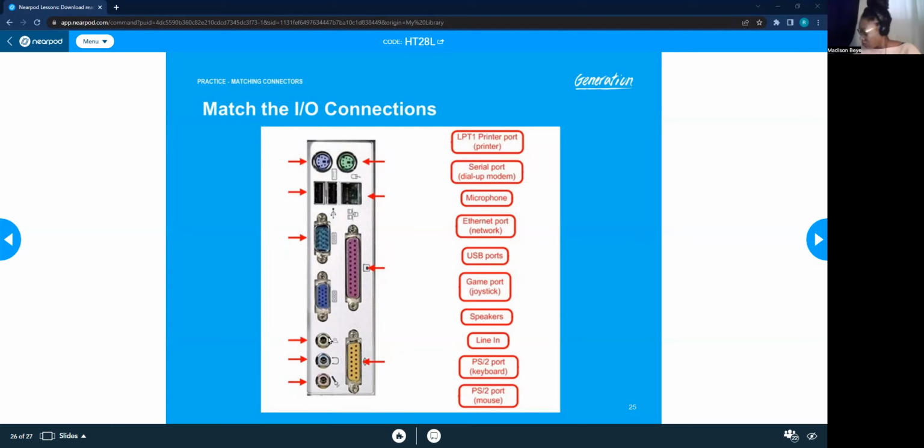Okay, below the VGA port. That's for the speakers. And then what's the next one? The line. You're right. And the last one? The microphone. Okay.